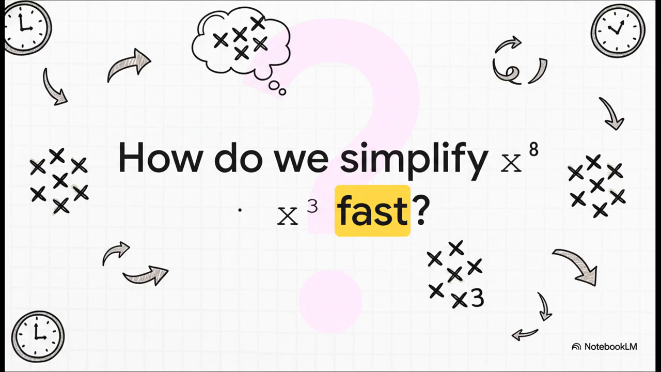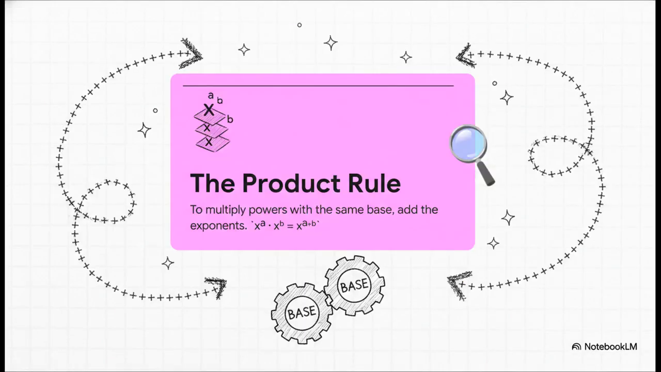Okay, so let's say you're staring at a problem like this one. You've got x to the 8th power times x to the 3rd. I mean, you could write out a whole bunch of x's and count them all up, but seriously, who's got time for that? There's gotta be a faster way, right? Oh, there totally is. It's called the product rule, and honestly, it's super simple.